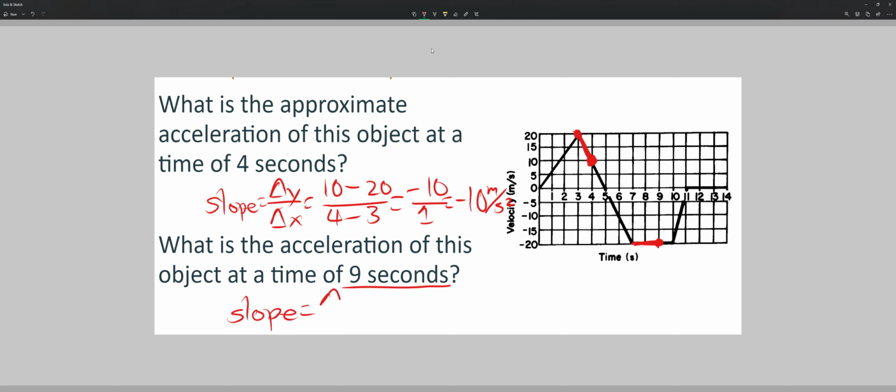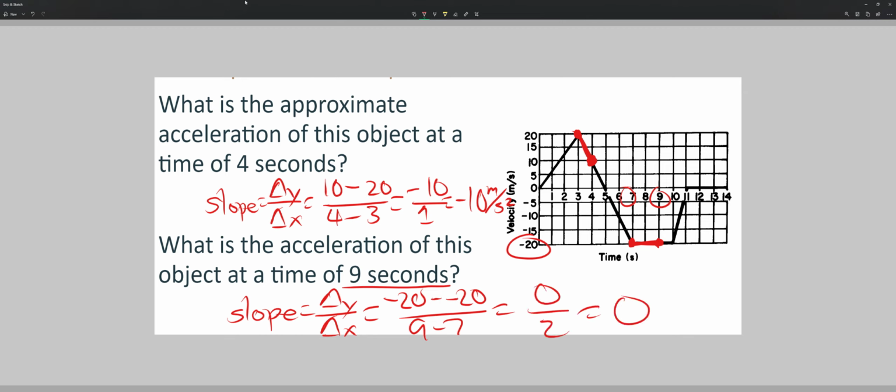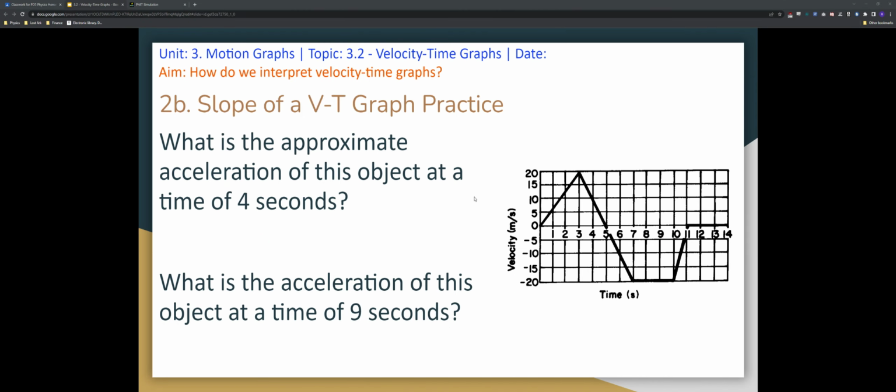So when I do my slope again, delta y over delta x, my second y is, oh no, at 9 seconds my second y is negative 20. At 9 seconds, my velocity is negative 20, minus my y at 7 seconds, which is also negative 20. My second x is 9, my first x is 7. We have 0 divided by 2, which gives us 0. So our slope is 0, and our acceleration is 0.